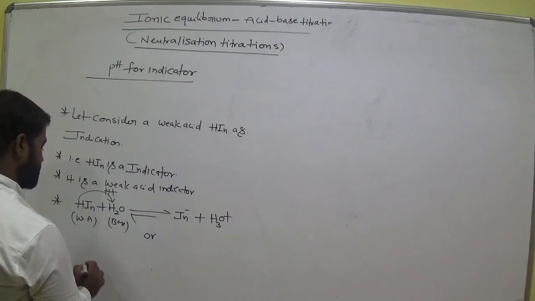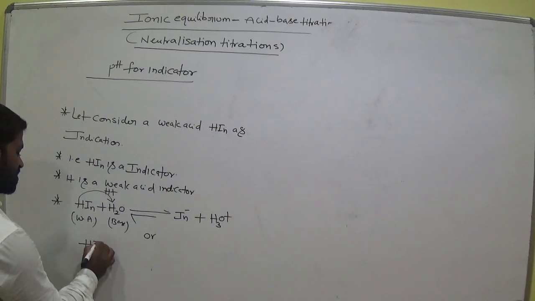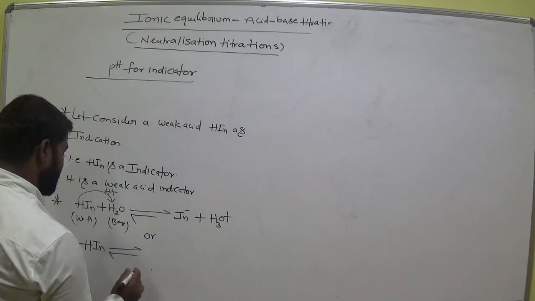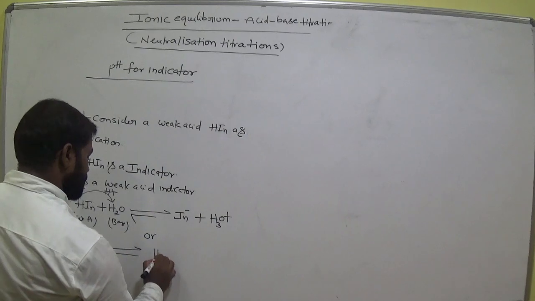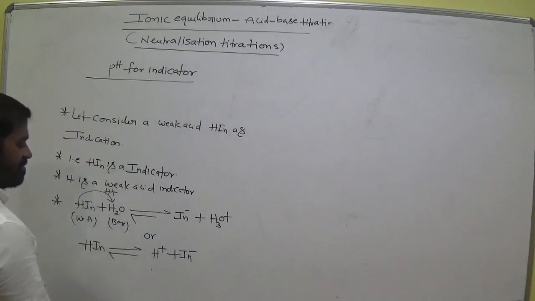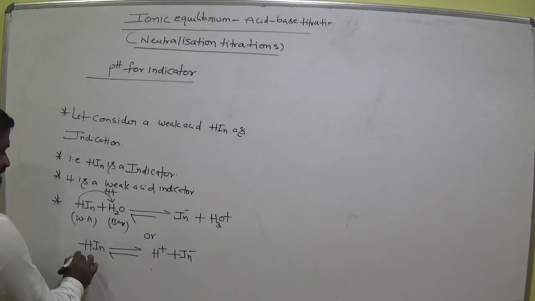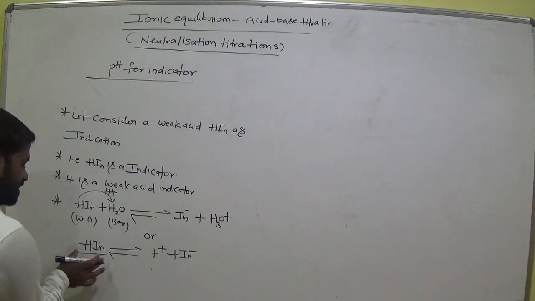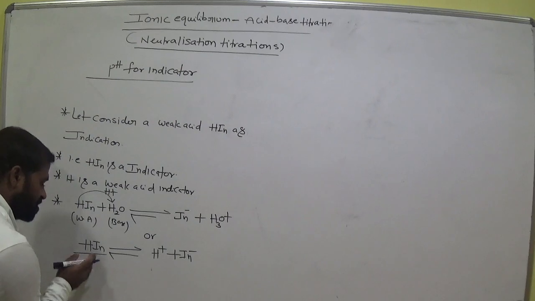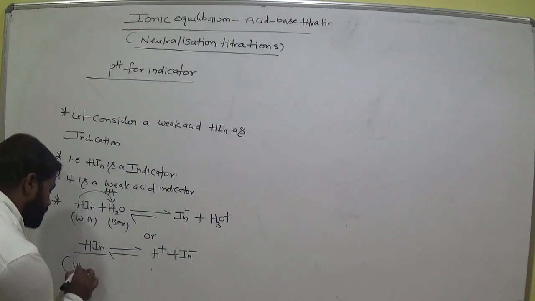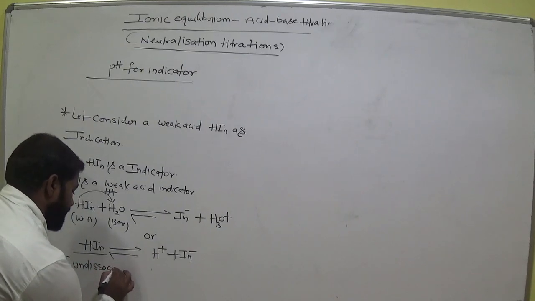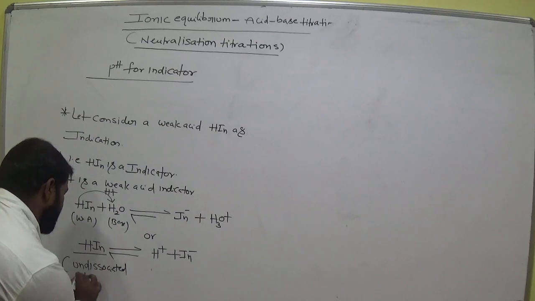Or this can also represent HIn. This is the indicator. In means indicator. H plus and In minus. Okay. Now this is the indicator. Now it is undissociated, am I right? There is no dissociation here. Undissociated indicator.